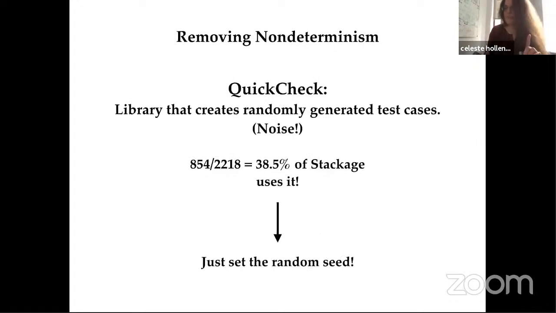Now, there's a slight problem with this. About 34% of the packages on Stackage use this thing called QuickCheck, which is a library that creates randomly created test cases, which means that when I run my times, they're non-deterministic and I get a whole lot of noise. Fortunately, you can just go into QuickCheck and set the random seeds such that it's the same thing every time. And then you can go back into the benchmark builder and hack it such that all of the projects will now rely on my hacked QuickCheck instead of regular QuickCheck, which is non-deterministic.